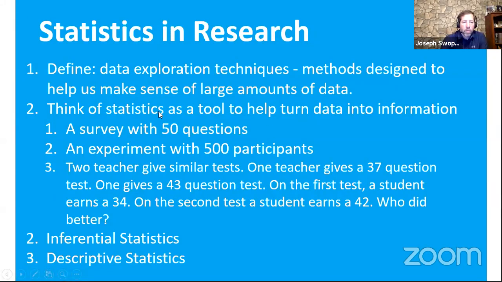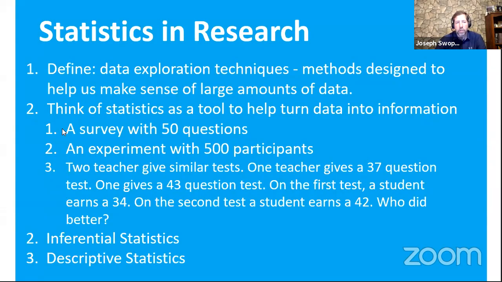Okay, so look at number 2. We're thinking statistics as a tool to help turn data into information. Think of data as raw material, information as the finished product, right? Number 1, think about this. If you have a survey with 50 questions, okay, so we talked about that 2 days ago. We talked about surveys, and you want to see if there's a relationship between question 13 and question 27, or 27 and 43, or maybe just like with the ice cream and the drownings example, there's a third variable, question 13, 23, and 47. That's going to be a lot of variables, a lot of data.